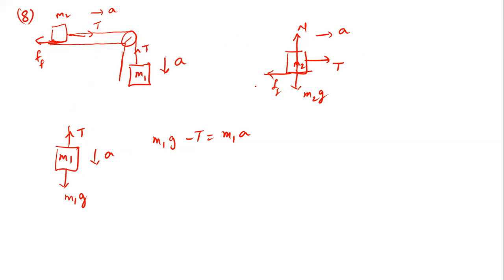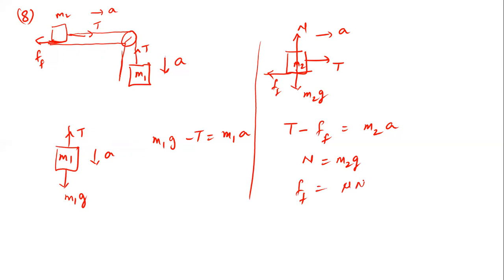Right. And then next, let us write the force equation. This side is positive, so I can write T minus FF is equal to M2 into A. And then we also know that N is equal to M2G. And since the box is sliding, I can write frictional force is equal to mu times N, which should be mu times M2G. Now you substitute it over here. Okay, let us not substitute. Let us just keep it like this.